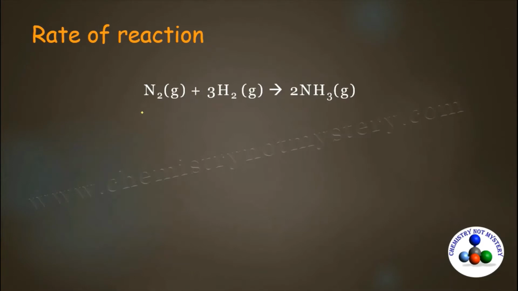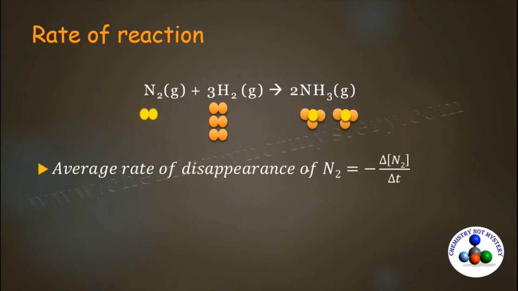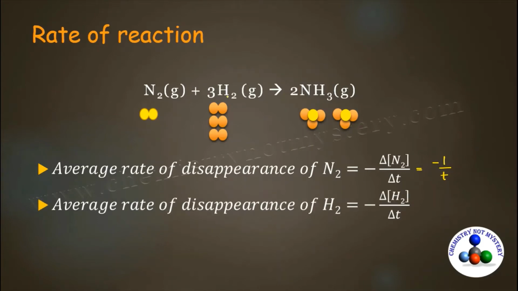Let's study the kinetics of the following equation. Here you can see 1 mole of nitrogen reacts with 3 moles of hydrogen, and it results in the formation of 2 moles of ammonia. So the average rate of disappearance of nitrogen can be given by minus delta N2 over delta T. Here you can observe only 1 mole of nitrogen is consumed in a given period of time. Similarly, when you observe the average rate of disappearance of hydrogen, here you can see 3 moles of hydrogen are consumed in a given period of time.